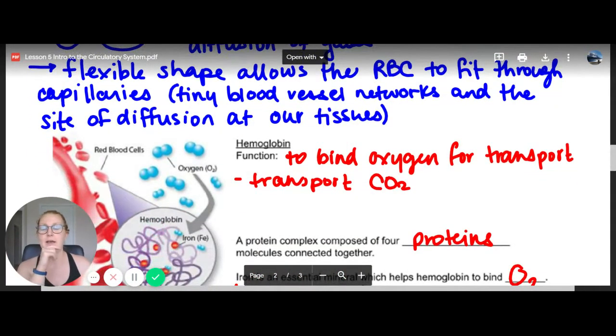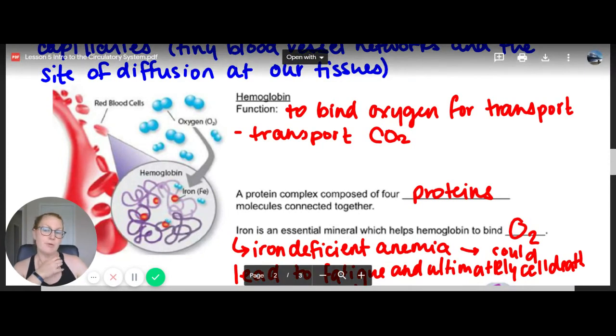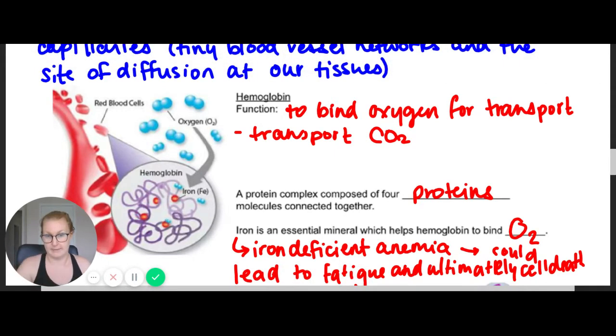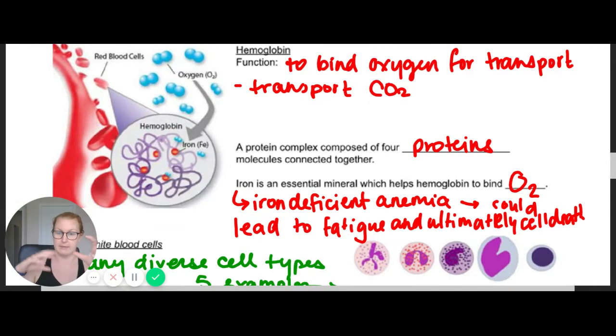In addition to that, our red blood cells also have a really important protein component, which is called hemoglobin. So hemoglobin, I've shown a little picture of it here. Its job is to bind oxygen in order for transport, as well as to transport CO2. So what this is essentially 4 different proteins that come together, which are called 4 heme groups, Heme, which is where we get hemoglobin. The 4 heme groups come together to make this larger hemoglobin.